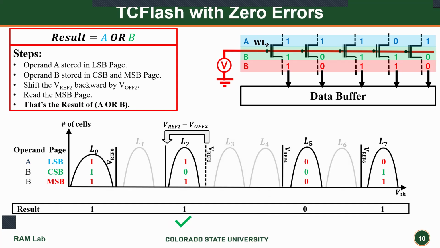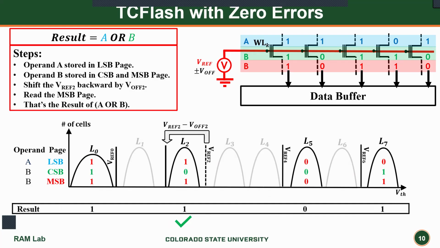In this case, we have to do a 2-operand operation, and we store operand A in the LSB page and operand B in both the CSB and MSB pages. So in this case, the in-between states like L1, L3, L4, and L6 will not be there. So there will be more margin to shift the read references. Then we just have to shift the reference, we get the result, and that's it.